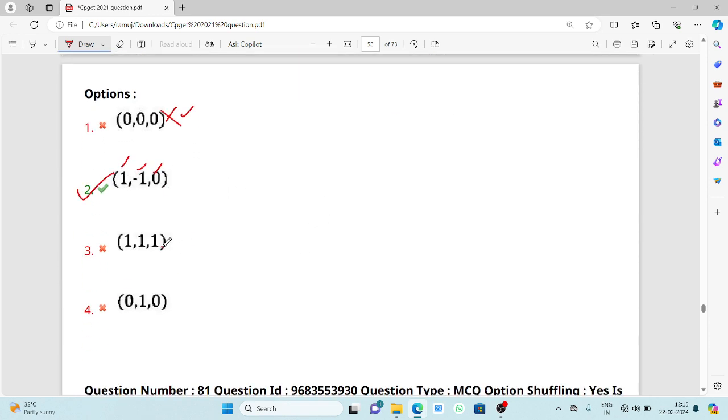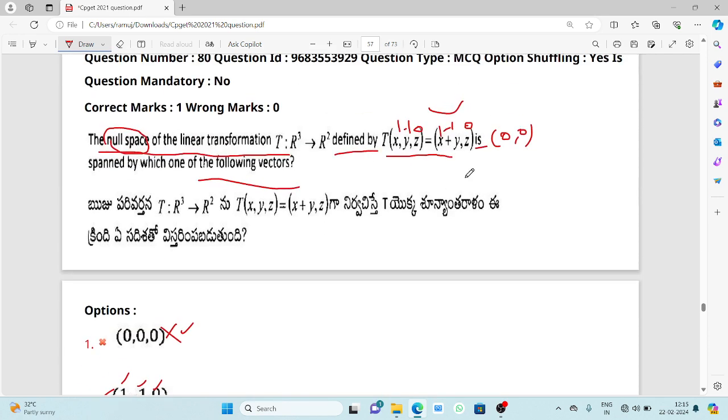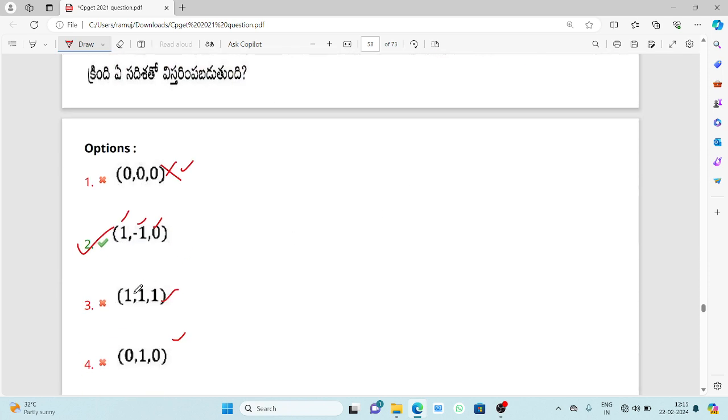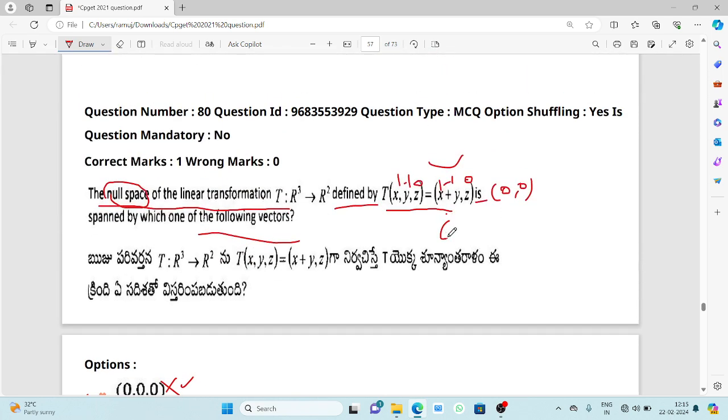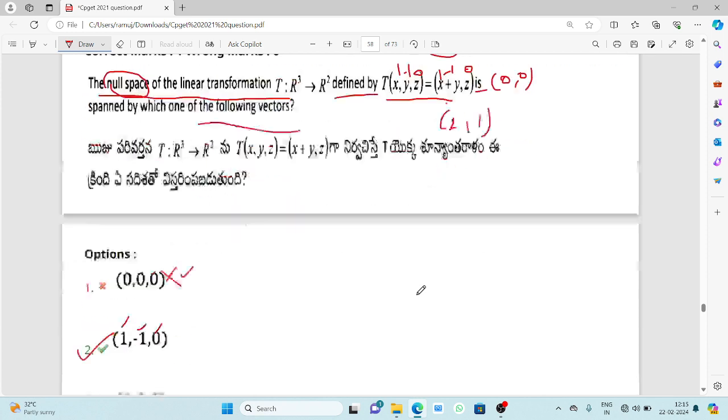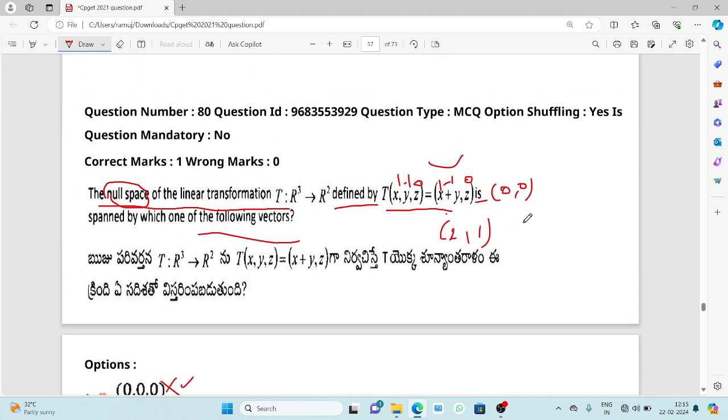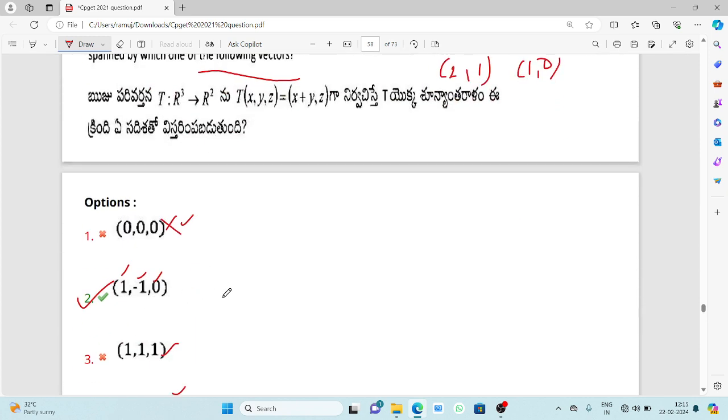But if you substitute these values, you never get 0 comma 0. If you substitute the third option, you will get 2 comma 1. If you substitute the fourth option, you will get 1 comma 0. So only this one satisfies the given null space condition. So that is the correct option for this question.